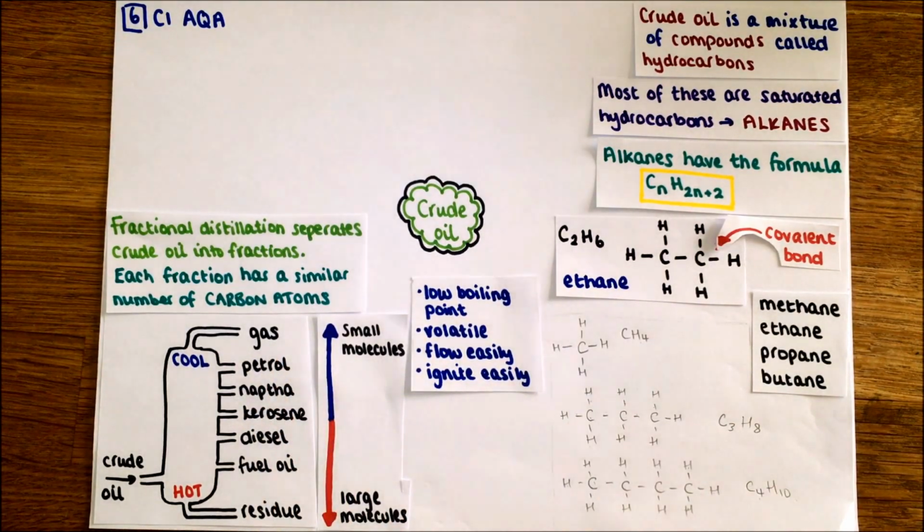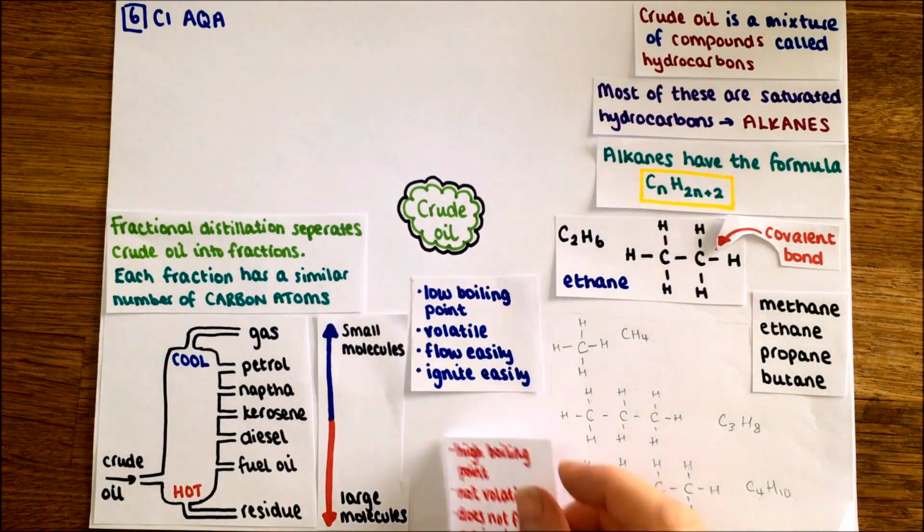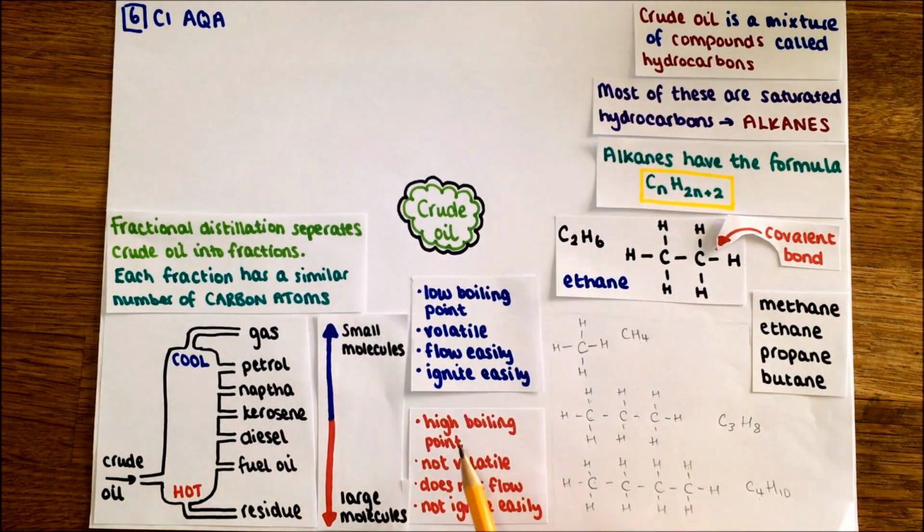We know that the gas in the lab will easily set fire for your Bunsen burners, whereas down the bottom, that thick residue is going to be really quite hard to ignite. Okay, so these will have high boiling points down at the bottom, so you have to get them really, really hot to get them to go from a liquid to a gas. They're not very volatile at all. They do not flow easily. They're very sticky and very thick, and they do not ignite easily. So we wouldn't want to be using residue as a fuel because it doesn't catch fire very easily, okay?